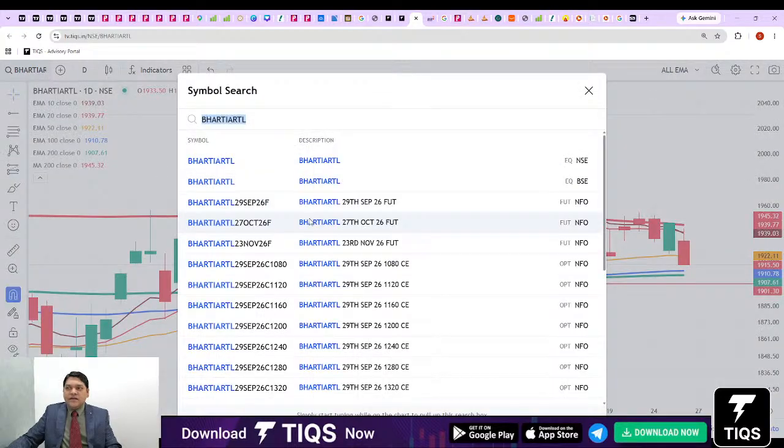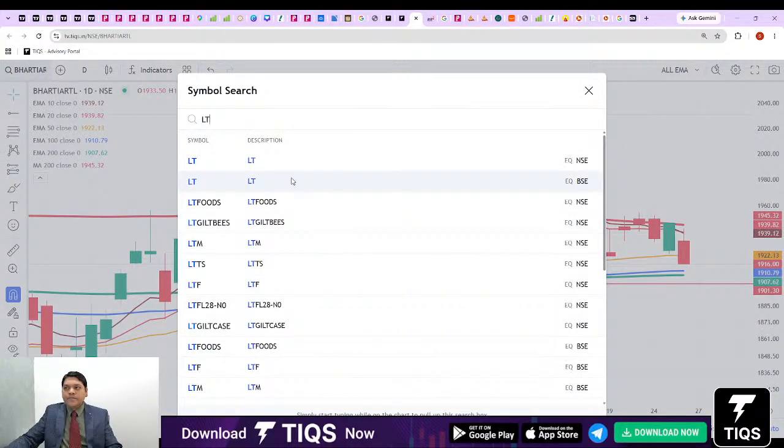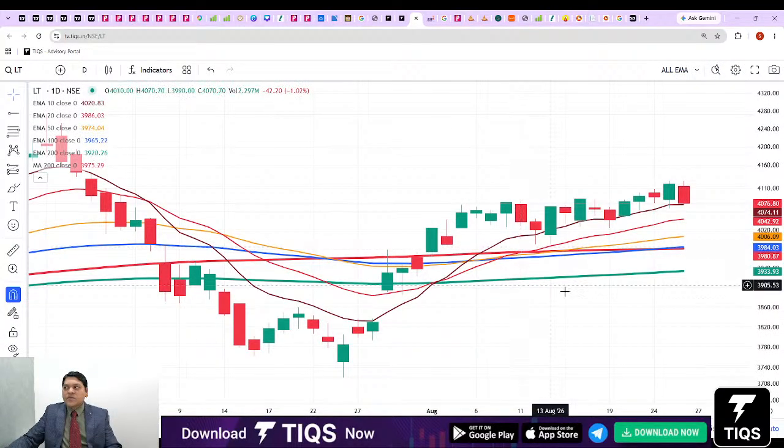Next stock is LNT. So currently you can see LNT is trading above all the moving averages. Only thing is right now the structure of the trend has not yet been fully changed from down to up. It is trying to change. Why? Because yet we are not aligned.